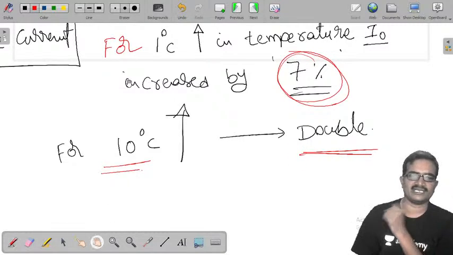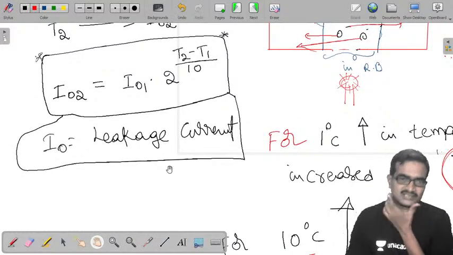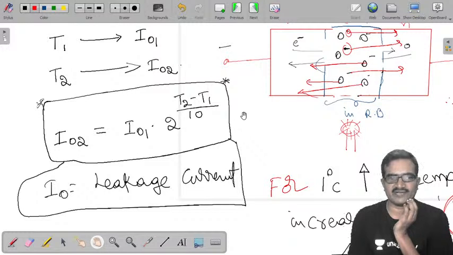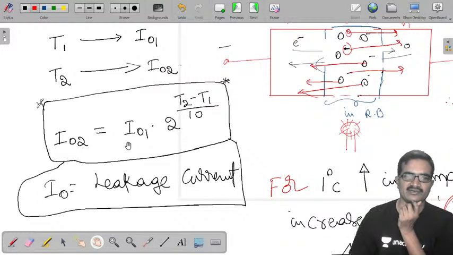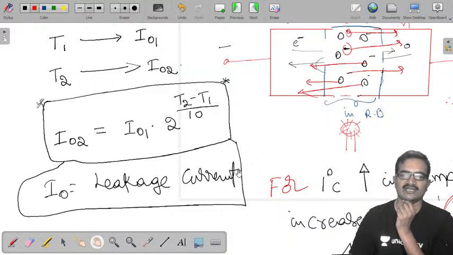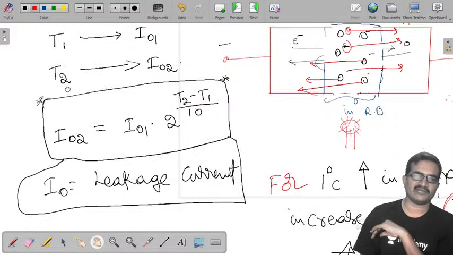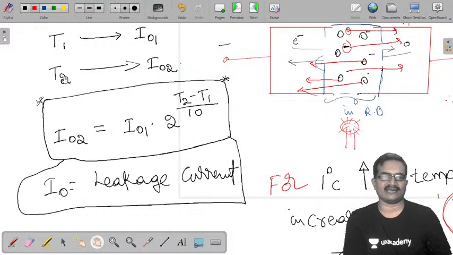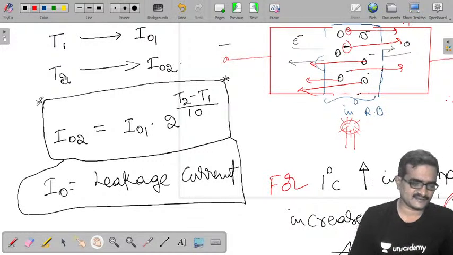Okay, now there is a standard formula to represent variation in I naught with respect to temperature. Let us say at temperature T1 current is I naught 1 and at temperature T2 current is I naught 2. Now the relation is I naught 2 equals I naught 1 into 2 power (T2 minus T1) by 10. So this I naught is called a leakage current also. So by using this equation you can get I naught at one temperature, and at a second temperature, what is the I naught. So you get that from this equation.